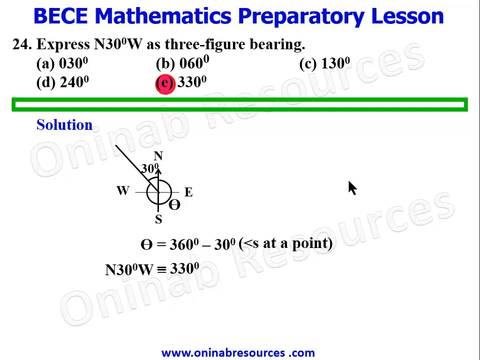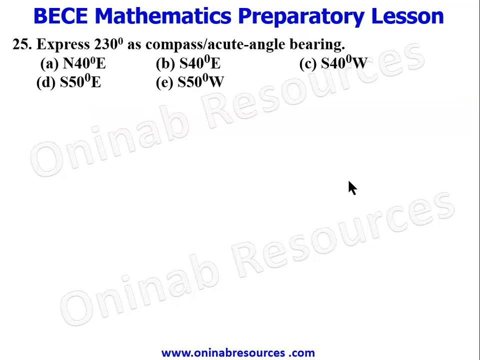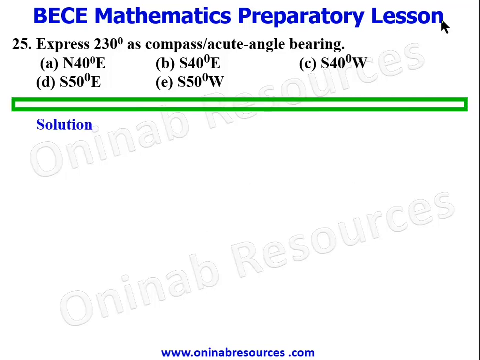We go to problem 25. For problem 25, still on bearing, express 230 degrees as a compass or acute angle bearing. So we want to express it using the 4 cardinal points. So again, we are going to sketch the diagram. So this is north, starting from the north pole, we move clockwise until we get to this. This place is 180, and the 230 will be somewhere here. We have it as 230.